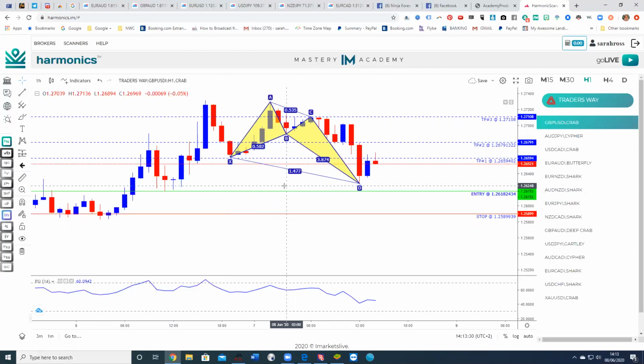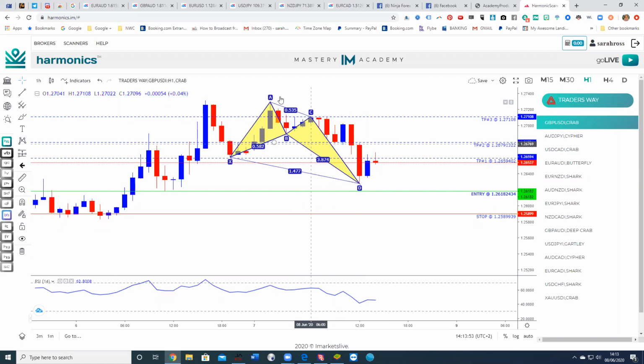0100 hours. The B point is 8th of June at 0300 hours. Just keep moving it across. The C point, 8th of June at 0600. And finally, the D point at 8th of June at 12.